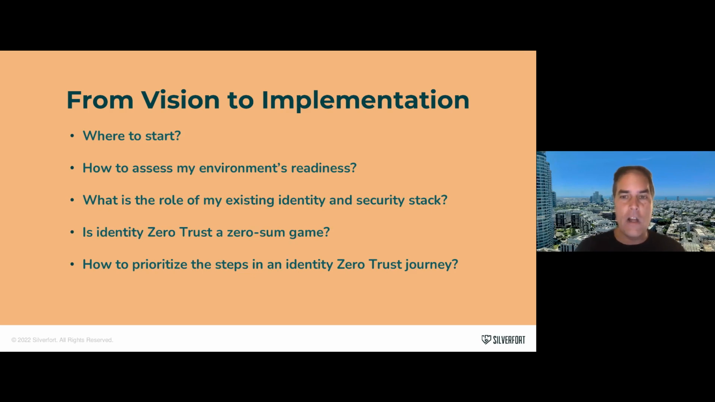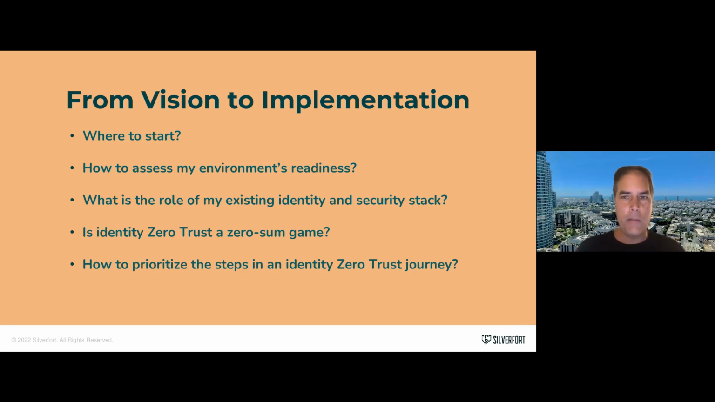Specifically, as I said, there are a lot of different products in the security stack. And which of those are successfully talking to each other? Do you have the ability to get all of the logs and all of the data from all of these different places? This is an interesting question to think about. Is identity zero trust a zero sum game? And what I mean by that is, do you either have identity zero trust or not? Or is it more of a journey, right? It's something you're always on.